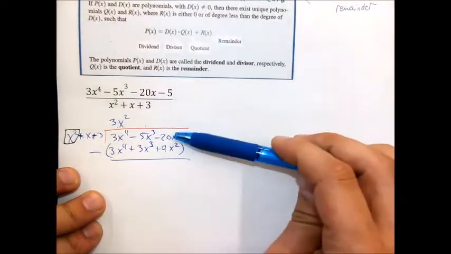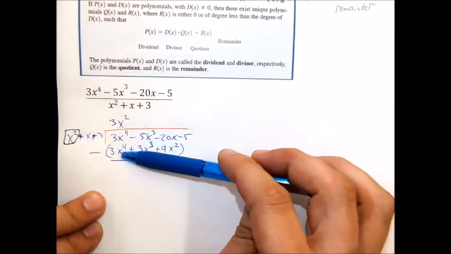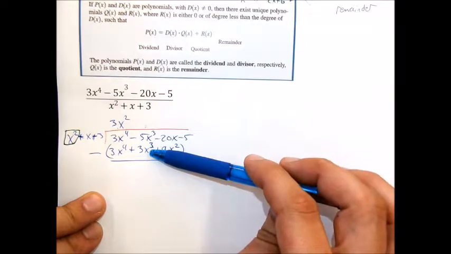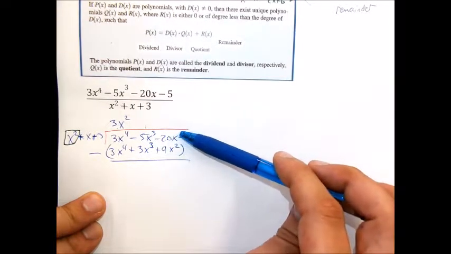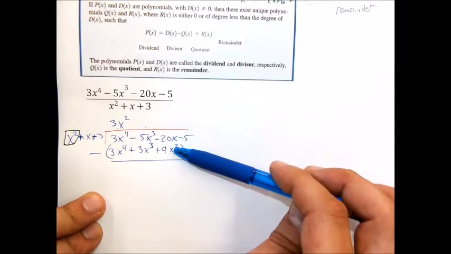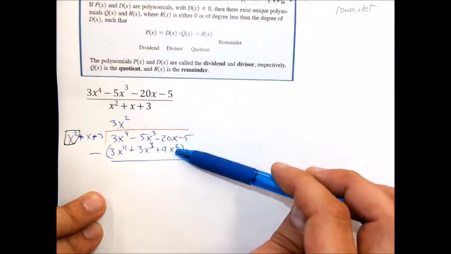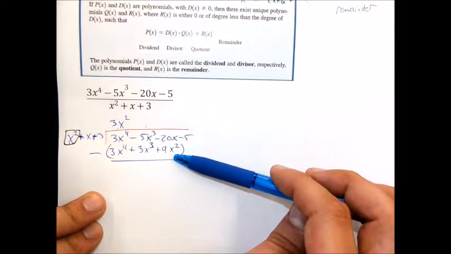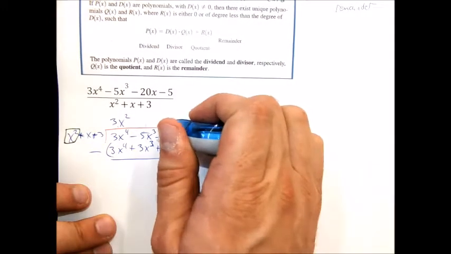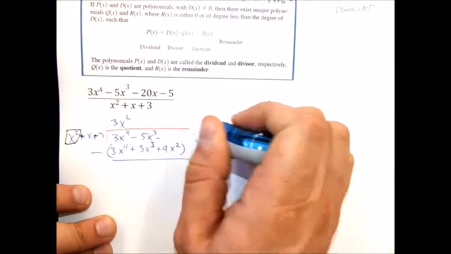When I'm trying to do the subtraction, I can do 3x to the 4th minus 3x to the 4th. I can do minus 5x cubed minus 3x cubed. But minus 20x minus 9x squared doesn't make sense. Those are not like terms. You can't subtract those two things. If you weren't careful and didn't notice that, you might skip over it and do something wrong. So instead of this, we need to put in a 0x squared.